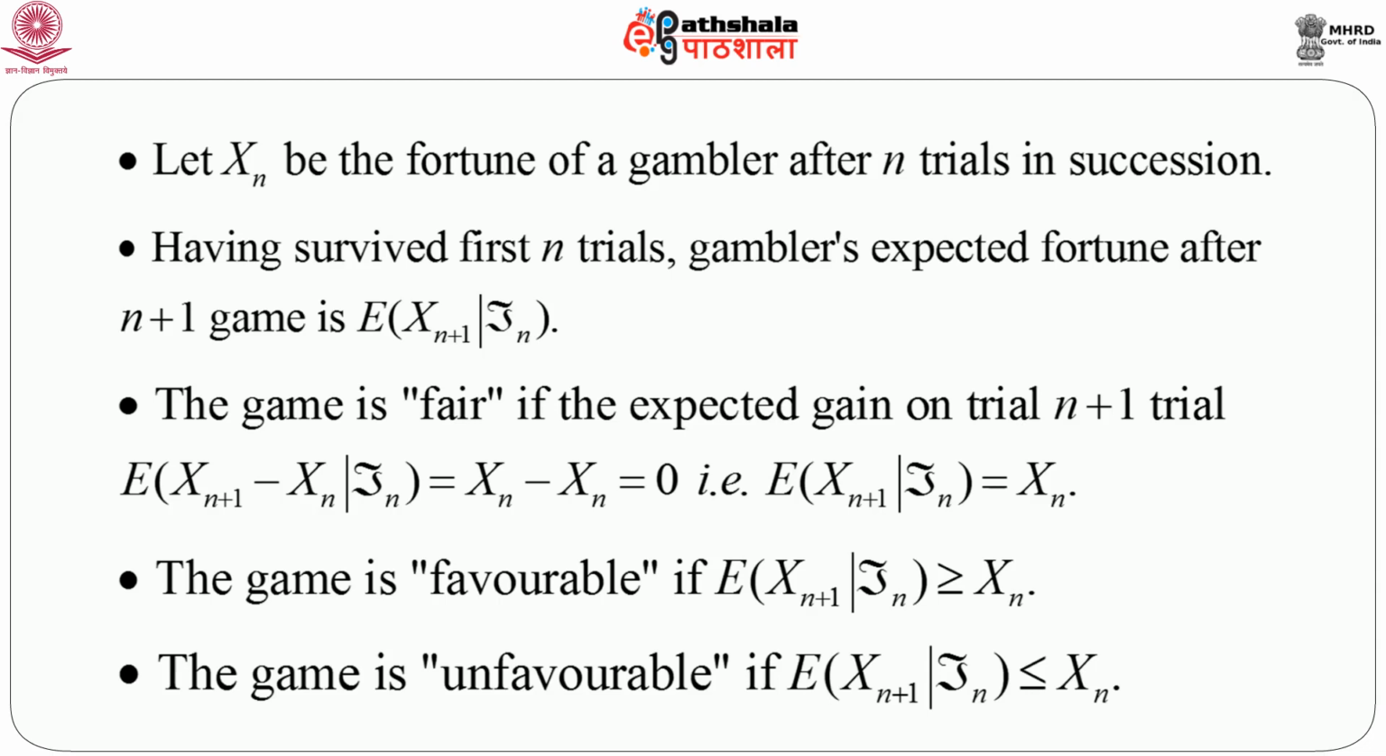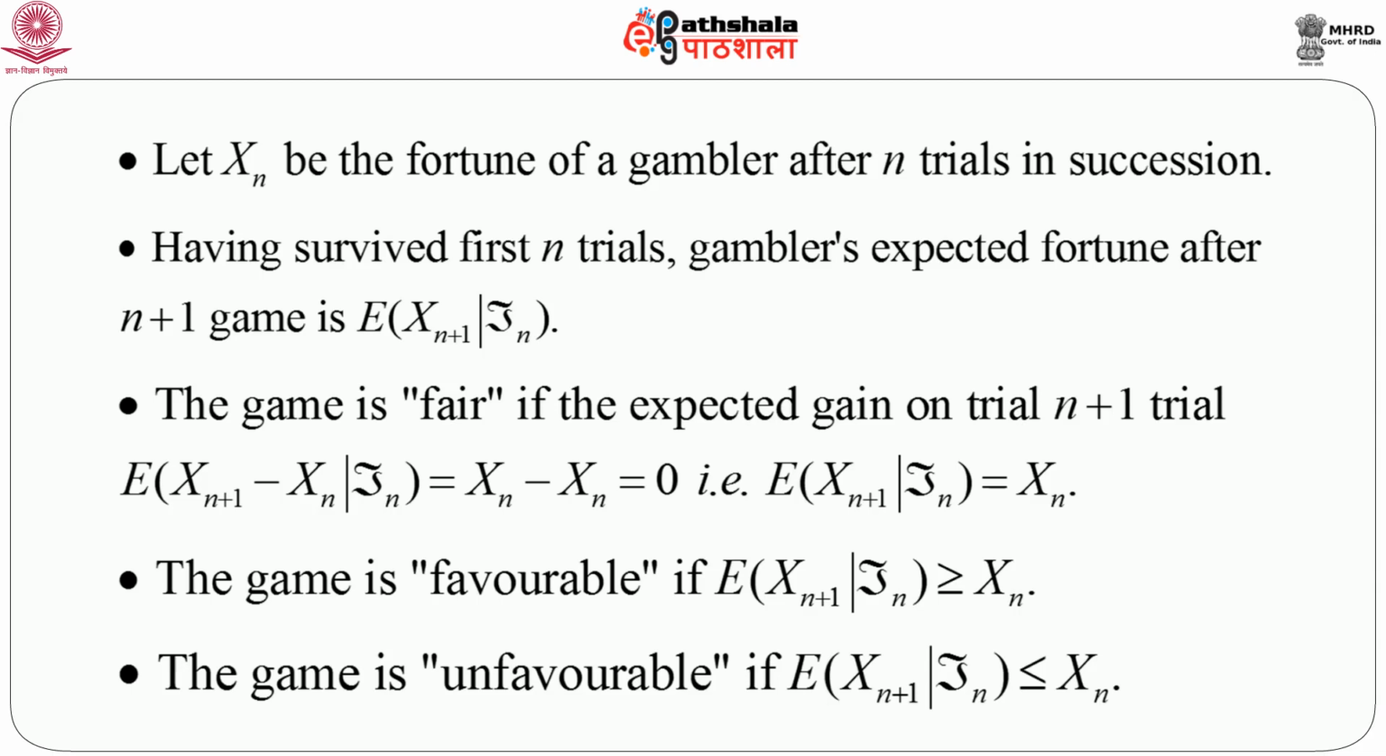So, we can write immediately that the expectation of Xn+1 given Fn equals Xn. Under this condition we say that the game is fair. Now, the game is favorable to the gambler if the expected fortune is greater than Xn, that means the game is favorable if the expectation of Xn+1 given Fn is greater than or equal to Xn, and it is unfavorable to the gambler, naturally, if the expectation of Xn+1 given script Fn is less than or equal to Xn.